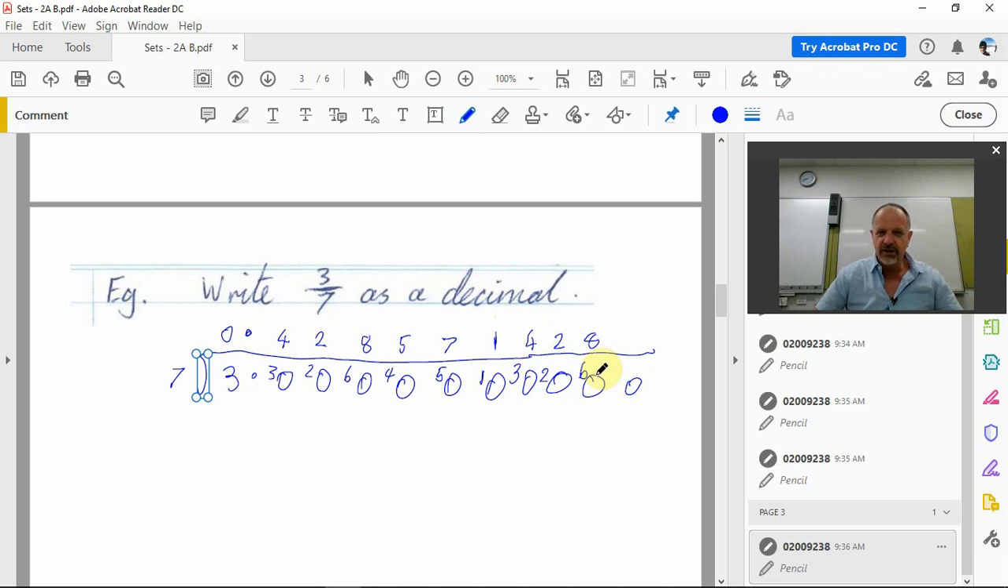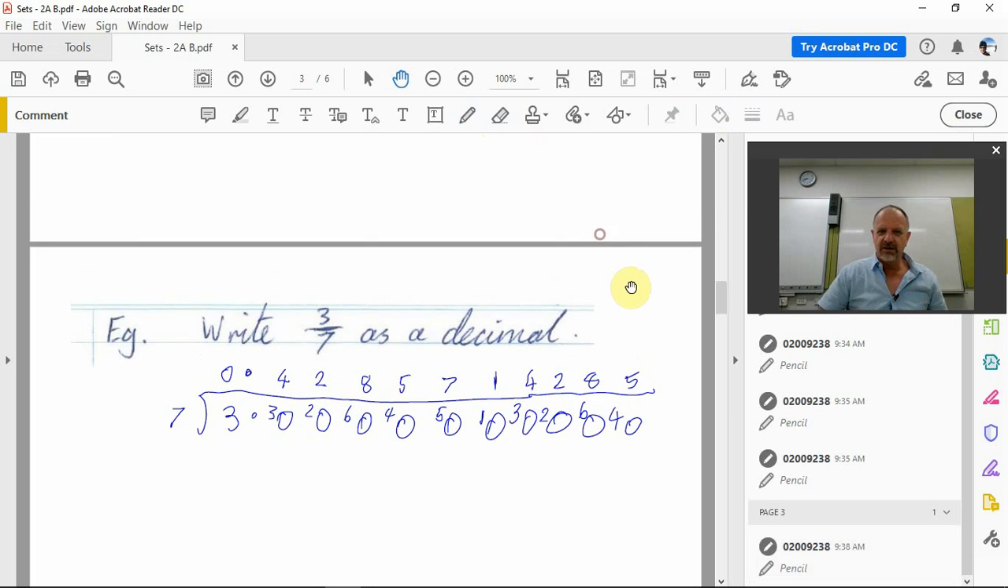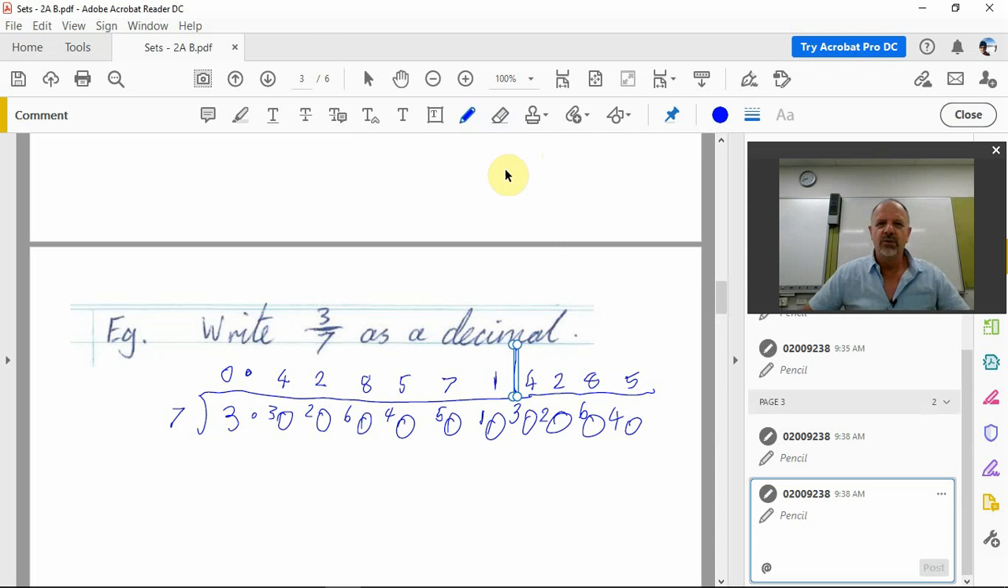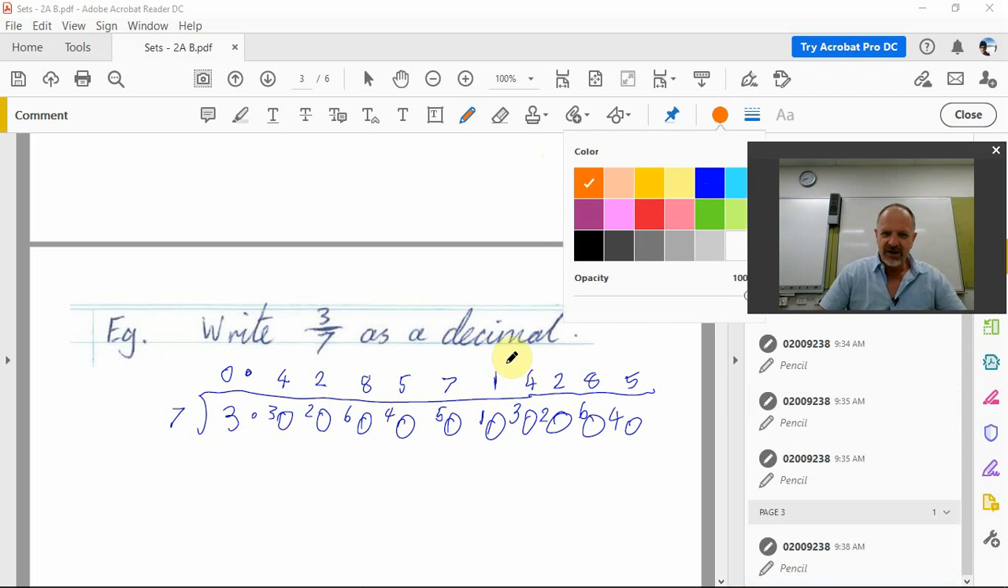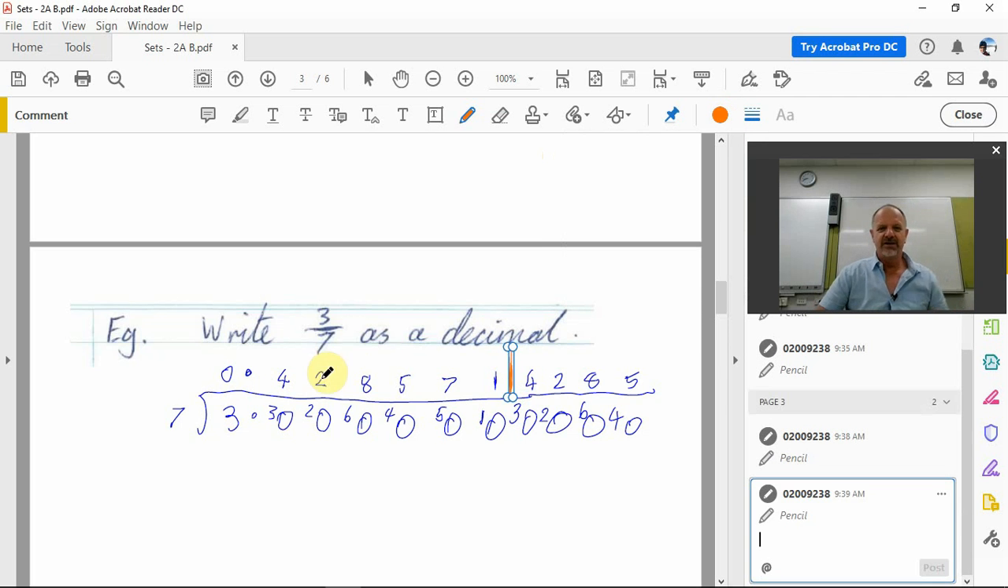But those of you that are, 4 left over, will have noticed that when we get to here and then into that 40 that goes 5 times, you will have probably noticed that when we get up to here, these numbers are now starting to repeat.